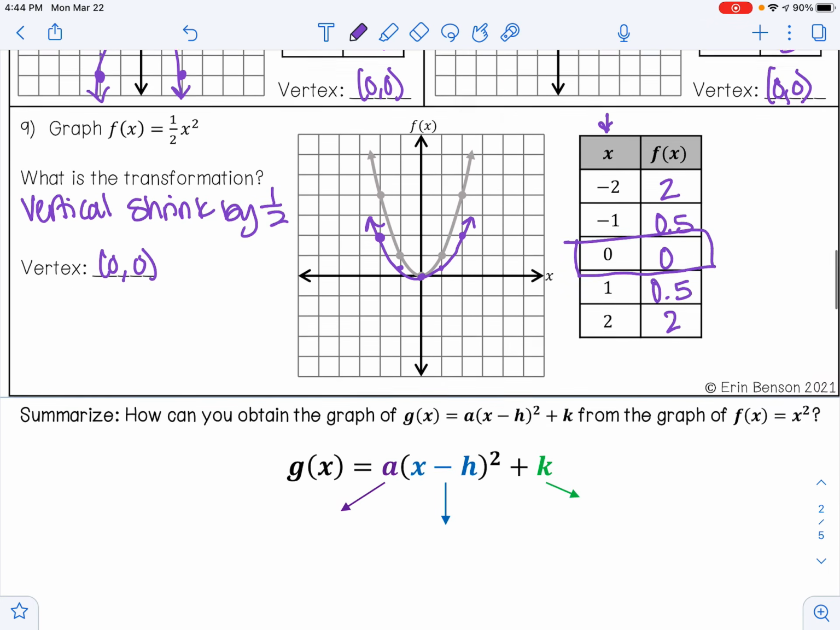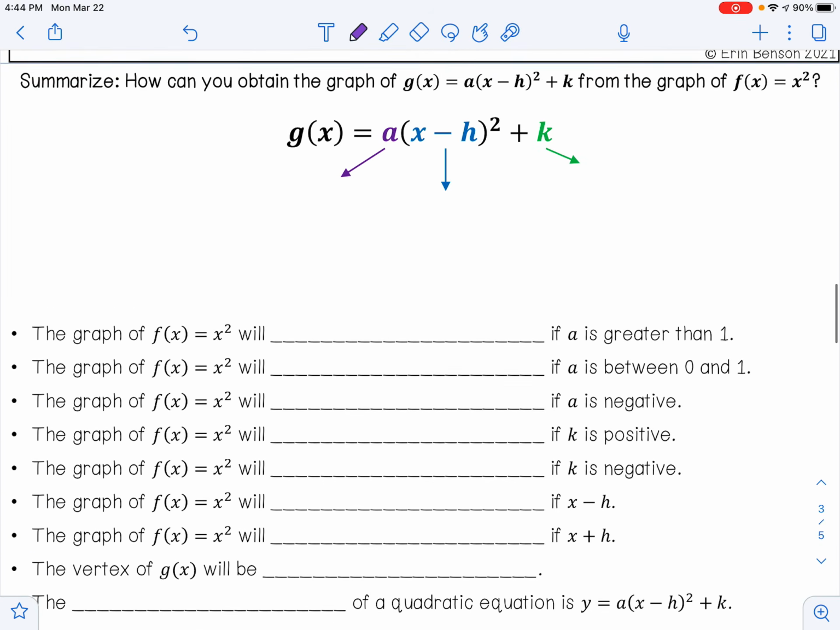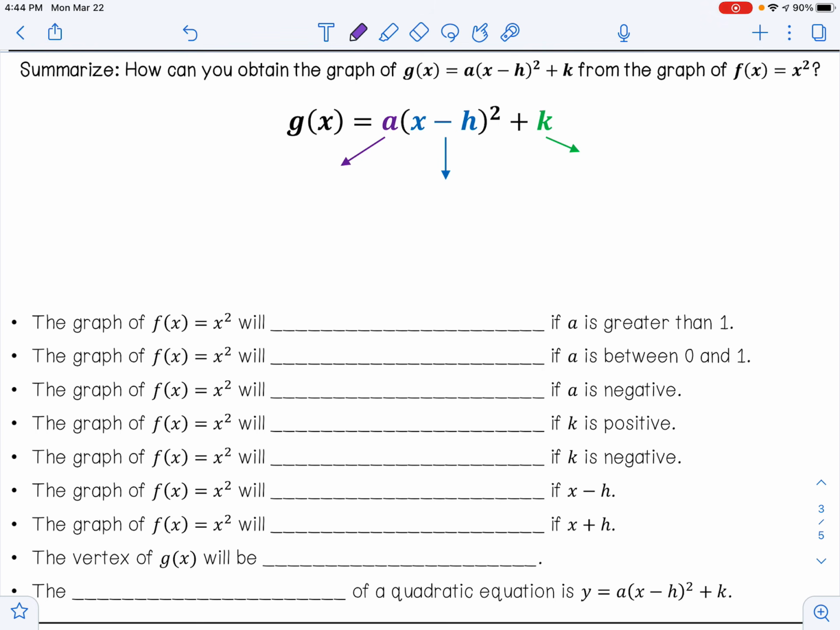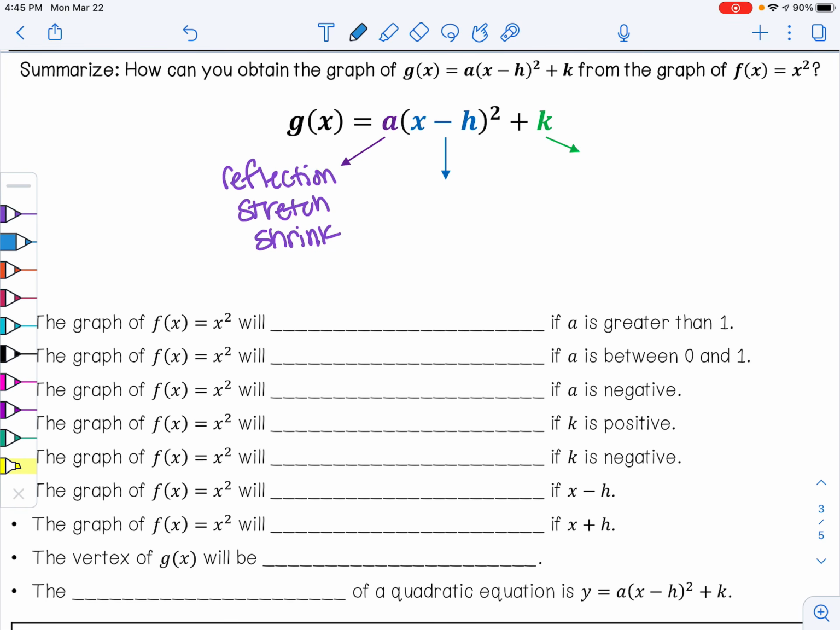So let's summarize all the different types of transformations that we've discussed so far. Your a value will tell you if you have a reflection, a stretch, or a shrink. x minus h will tell you if you are moving left or right. And k will tell you if you are moving up or down.